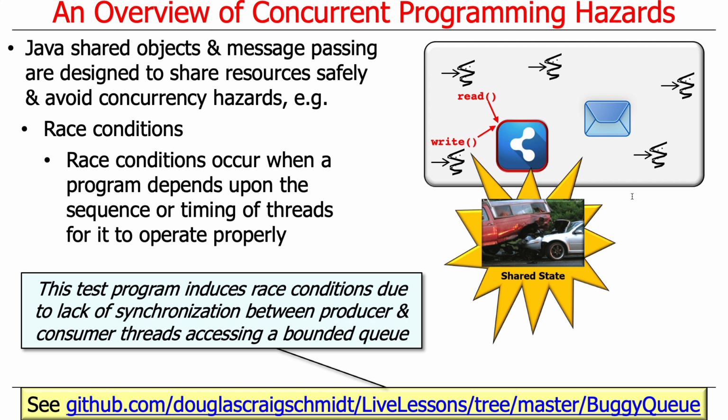If you want to see an example of a race condition, a program that's deliberately developed to have race conditions, just to show it, take a look at this code, which you can get in my GitHub repository. It intentionally induces race conditions due to the lack of synchronization between producer and consumer threads that are accessing a bounded queue. So it's actually kind of fun to run it. Bad things happen, and it's deliberate. And then I also have other examples, of course, that fix those problems. And we'll talk about those later in the class.